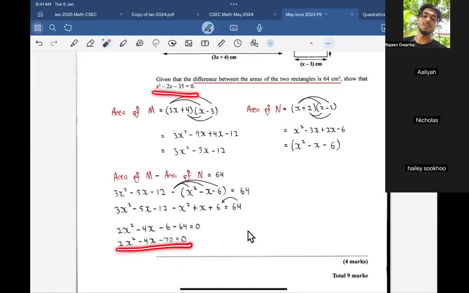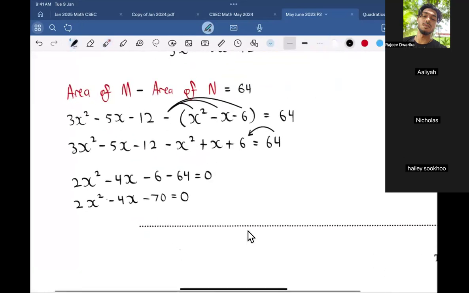Let me observe something earlier. For x squared, what do we have? 2x squared. They have -2x, what do we have? -4x. They have -35, what do we have? -70. So we could divide by 2. Yes, that's exactly it. Healy, you see what we want to do, right? What we have is 2 times what they have. So we could just divide throughout by 2.